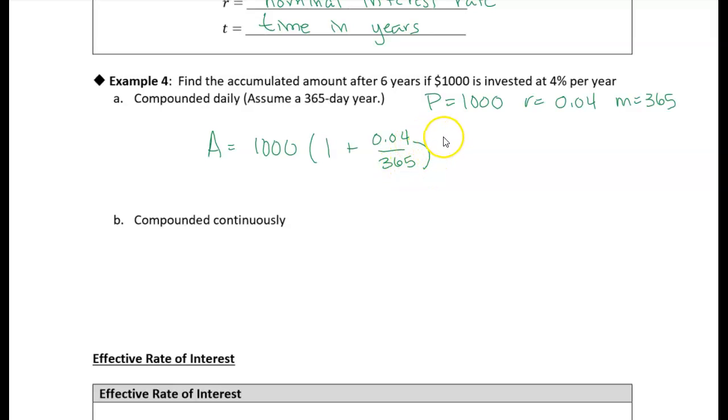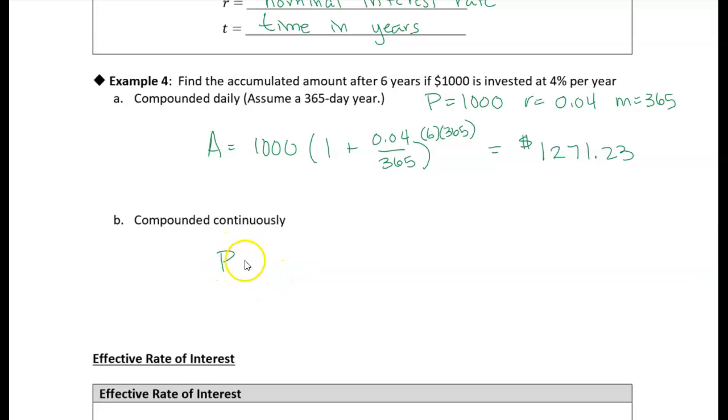And then we need the number of conversion periods over that 6-year period. So we need to take 6 times 365. We take the whole thing in parentheses to that power. This is something I can put in my calculator, and I'll end up with $1,271.23. Now let's compare that to the same thing, only compounded continuously.